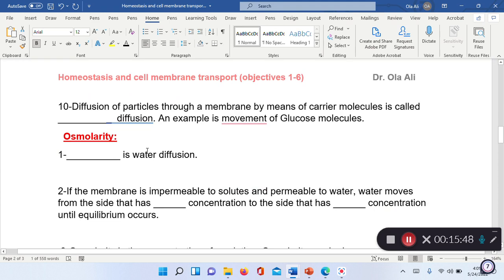Diffusion of particles through a membrane by means of carrier molecules is called what? This is facilitated diffusion. Here we need carriers to help the molecules go through the cell membrane. And our example is the movement of glucose molecules across the cell membrane.